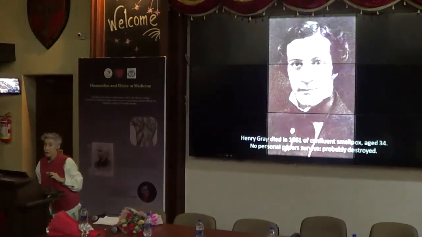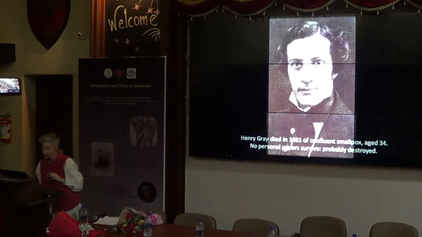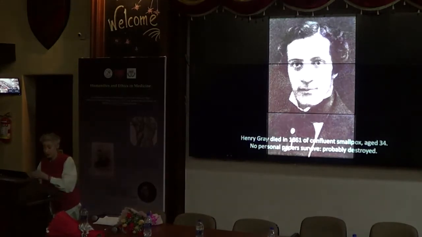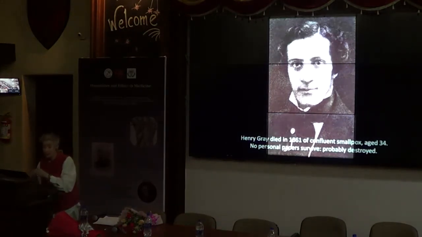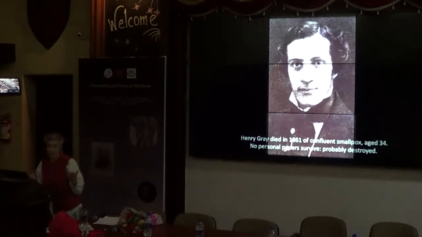Gray died of confluent smallpox in 1861, and he was only 34 years of age, so it's only a little while after the first edition. Actually, he manages to see the second edition through publication, but then he gets smallpox and dies. And sadly, none of his personal papers seem to survive. I don't think he had a diary, but I don't know for sure. Everything went. I think they burnt everything because they were so frightened of this germ spreading. They didn't know about germs, but they knew this thing was contagious. It was very, very dangerous.